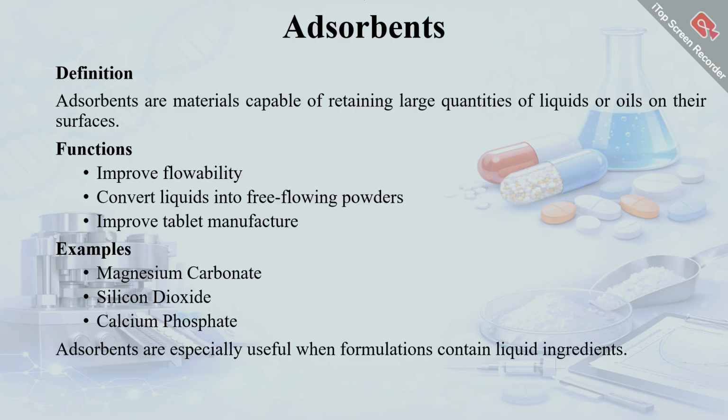Next, adsorbents. Adsorbents are materials capable of retaining large quantities of liquids or oils on their surfaces. These also improve flowability, convert liquids into free flowing powders, and improve tablet manufacture. Examples are magnesium carbonate, silicon dioxide, calcium phosphate. Adsorbents are especially useful when formulations contain liquid ingredients. Whenever we have liquid ingredients, these adsorbents will be very useful, so that a tablet will be formed. Otherwise, it may form like a watery substance.